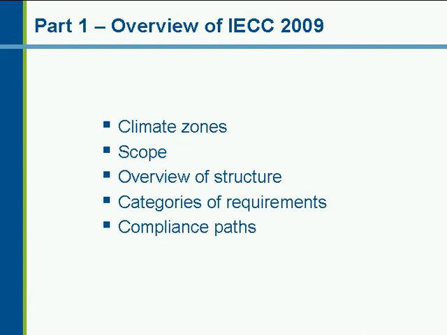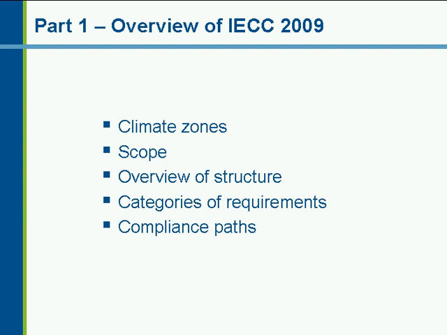To begin with, let's take an overview of the structure of this code and make sure we have a clear view of what's coming, and then we'll get into the details. We'll be covering things like the front matter of the code itself, what the climate zones are, the scope, what's covered, the general nature of the requirements, and so forth.